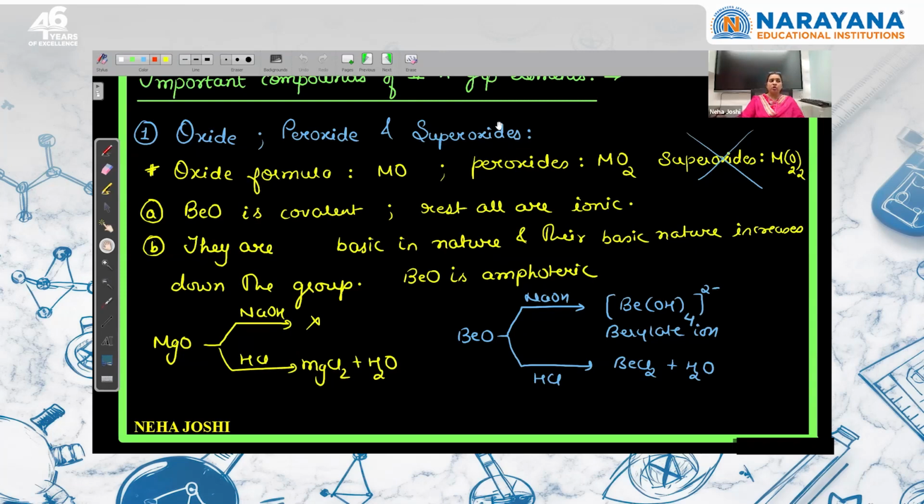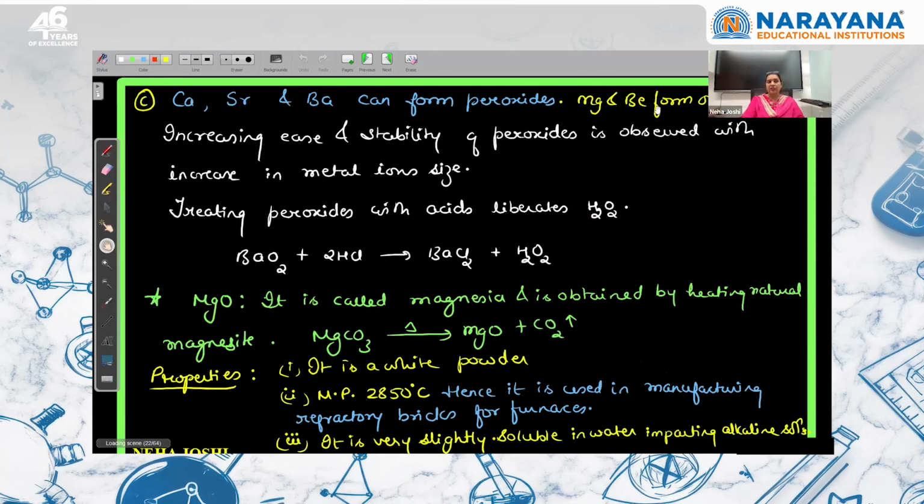No one in the group forms superoxide. Superoxide was characteristic of the first group. From potassium, rubidium, and cesium, we expected superoxides. But in the second group, you have only oxide and then peroxide. Calcium, strontium, and barium can form peroxide.